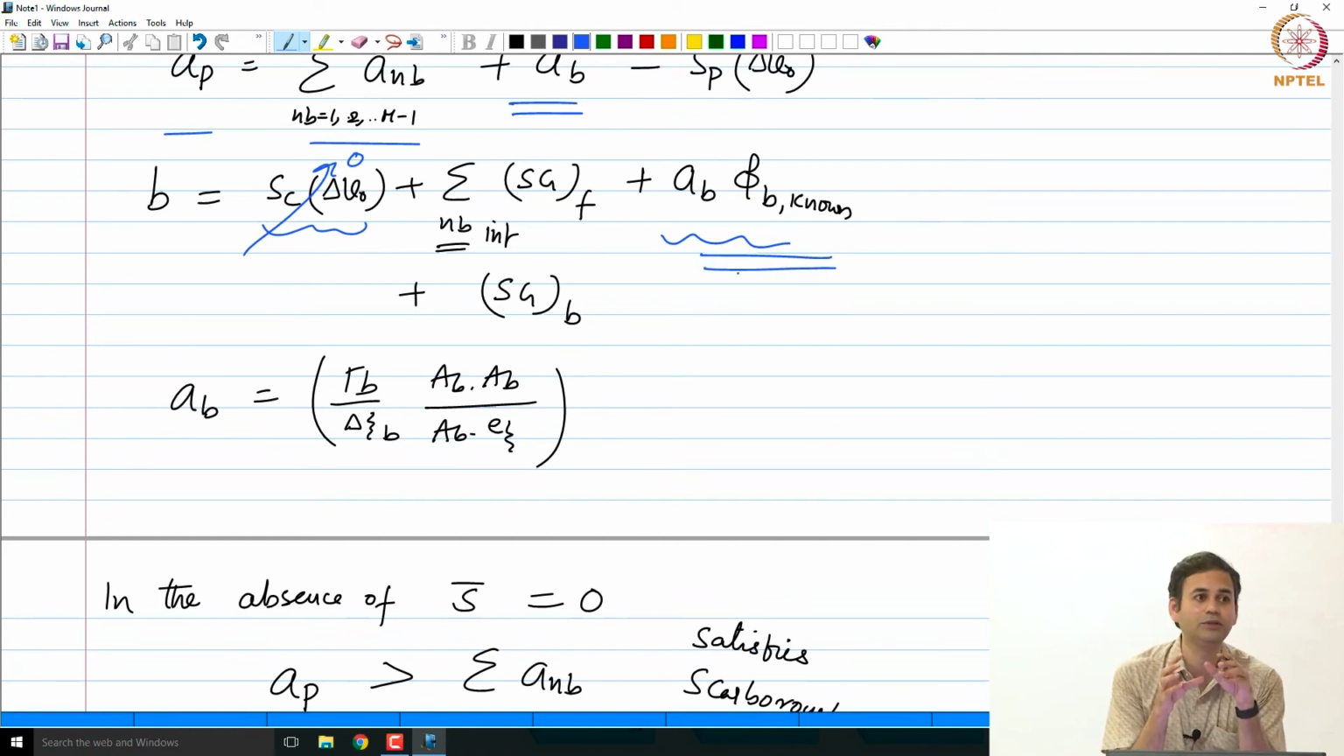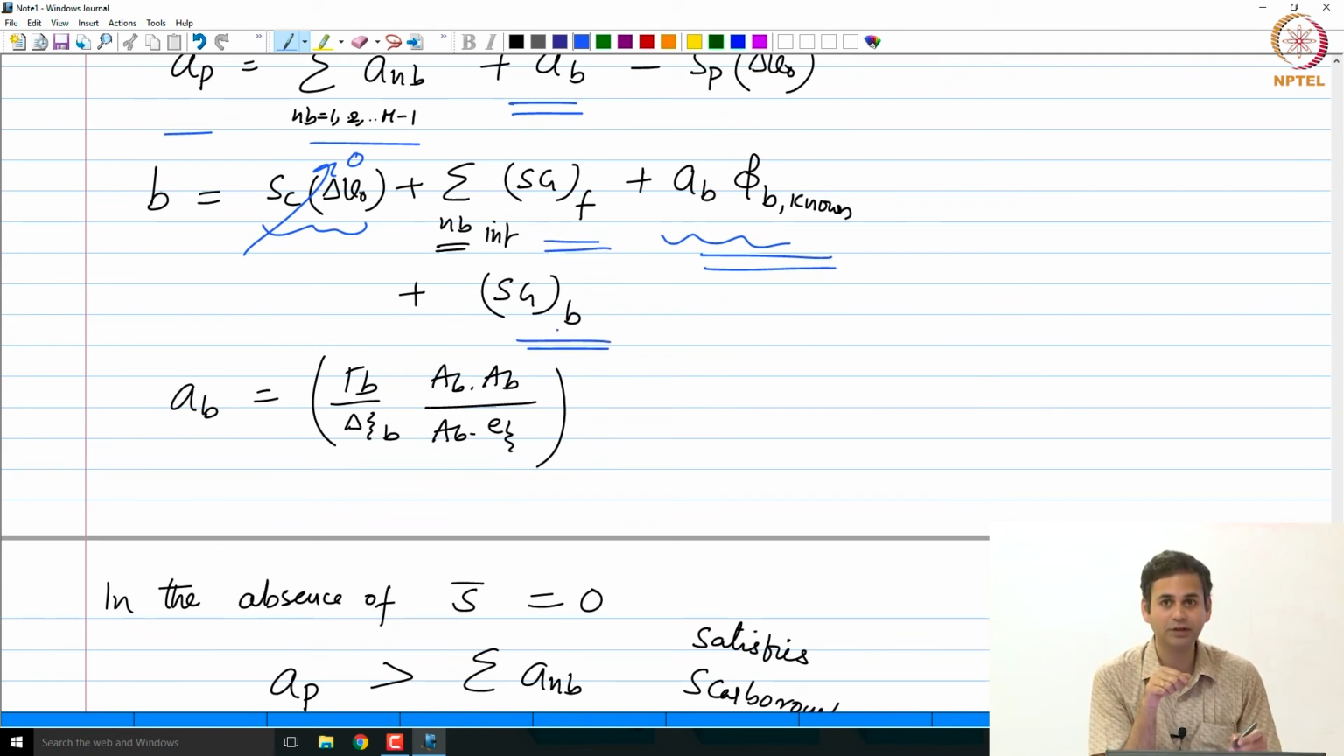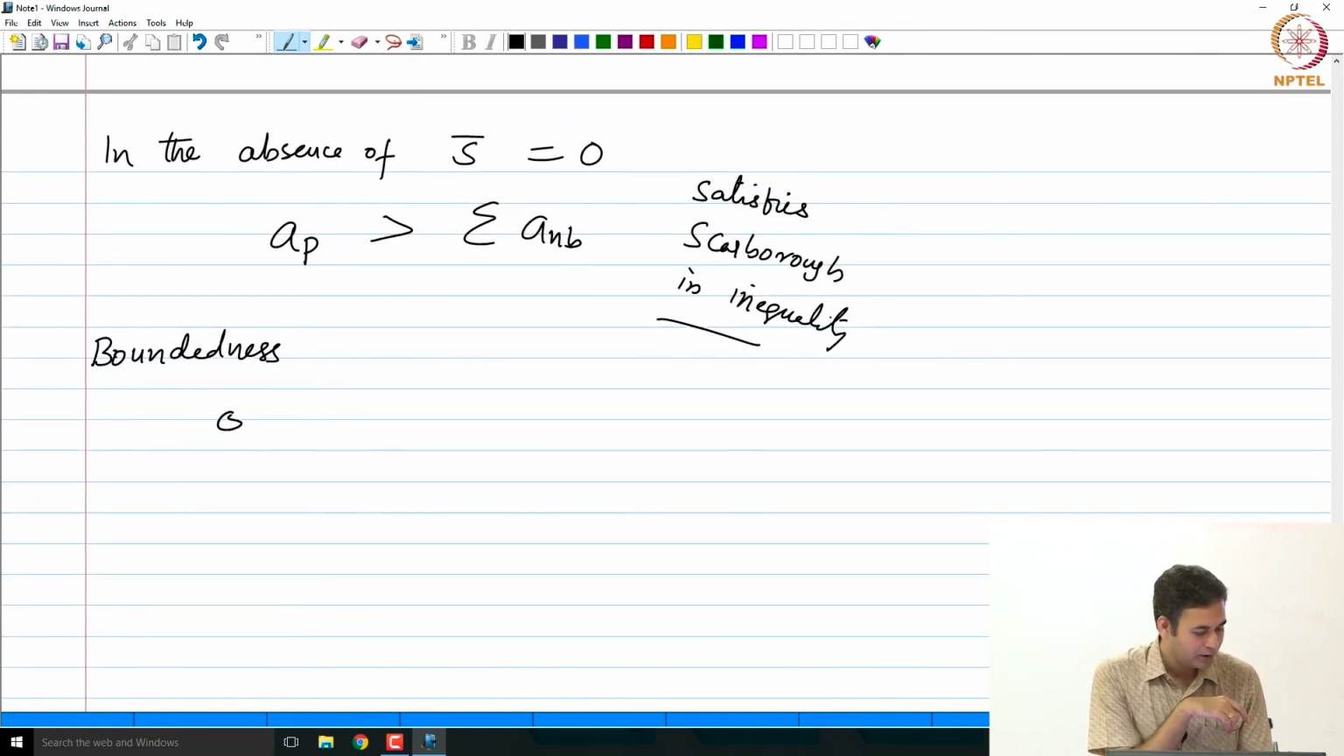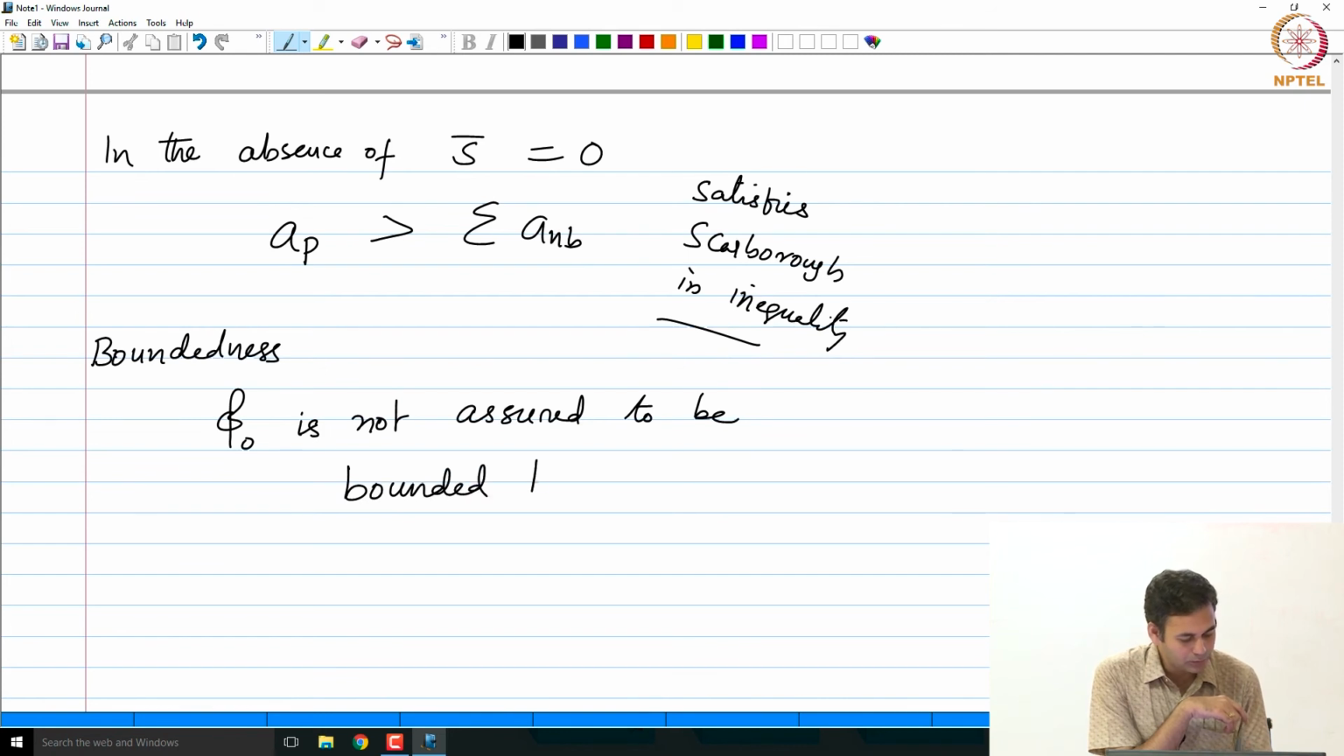So, we can think of this as, if it is bounded, it can be bounded by the phase value as well as by the cell neighbor values. But what is the other one that is preventing us from having boundedness? Secondary gradients of the phases, interior phases and the boundary phase. Okay. As a result, phi 0 is not assured to be bounded by cell neighbor values. Okay. Fine.